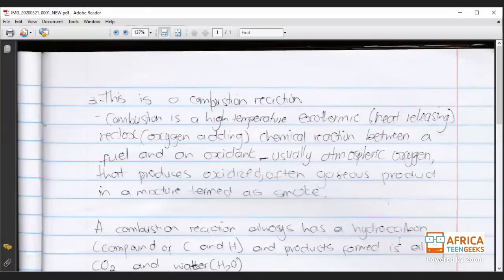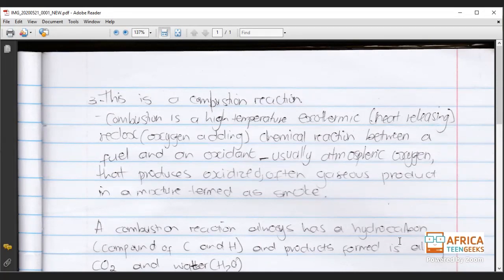Okay, so what do we know first? I'm sorry, I've got a left hand right hand handwriting, so I hope you guys don't get confused. So basically, what is this? This is a combustion reaction. That's the first thing that we know about it. So what does that mean? It means a combustion is a high temperature exothermic, which is heat releasing, is what we spoke about yesterday. Redox, which is oxygen adding chemical reaction between a fuel and an oxidant. Okay, usually atmospheric oxygen that produces oxidized, often gaseous products in a mixture termed as smoke.